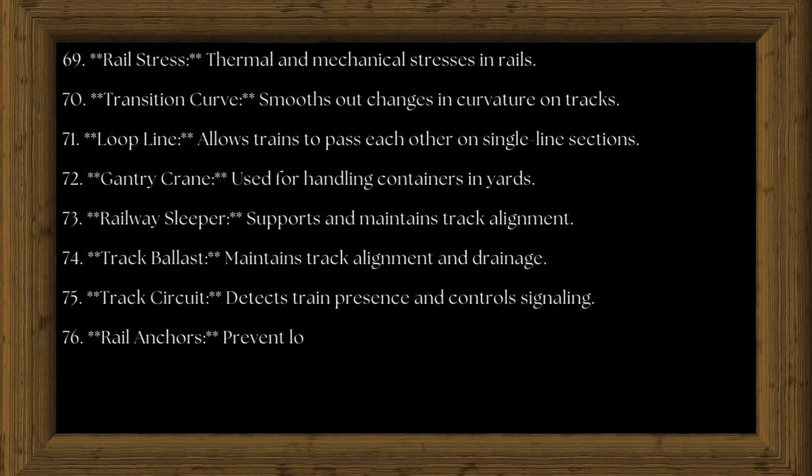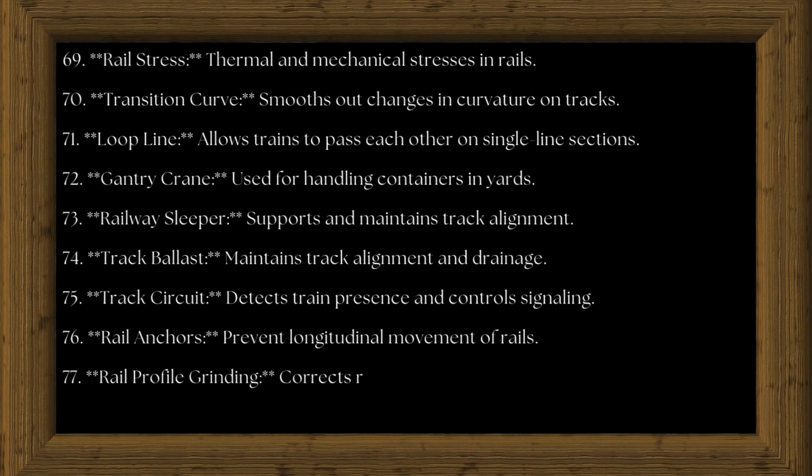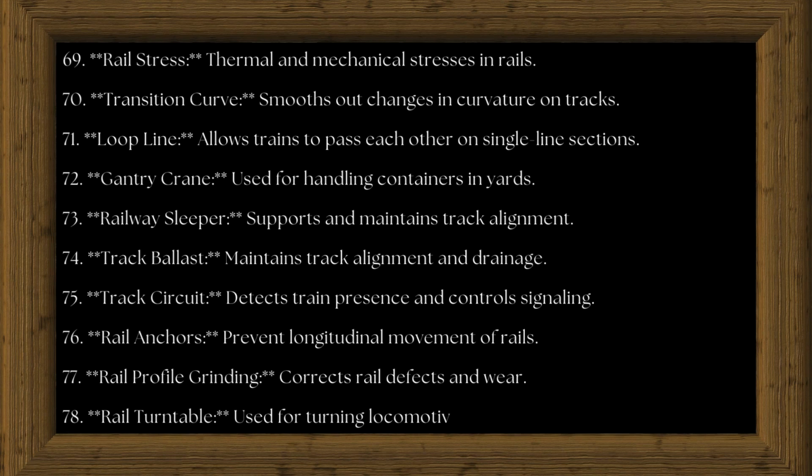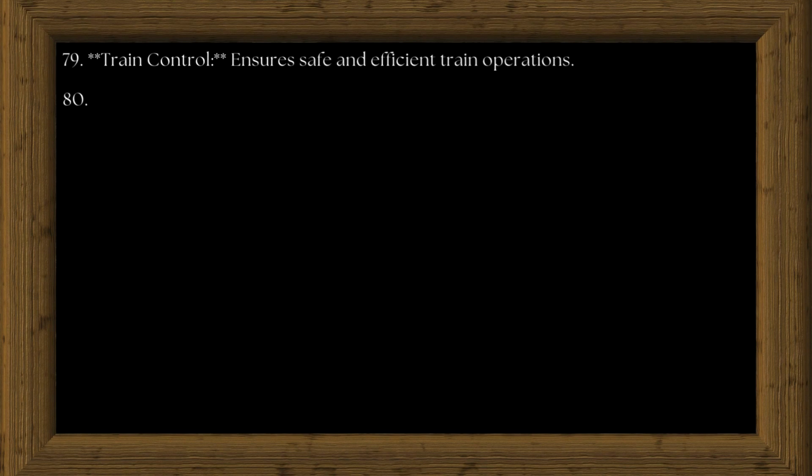Rail anchors: it prevents longitudinal movement of rails. Rail profile grinding: corrects rail defects and wear. Rail turntable: it is used for turning locomotives around. Train control: ensures safe and efficient train operations.